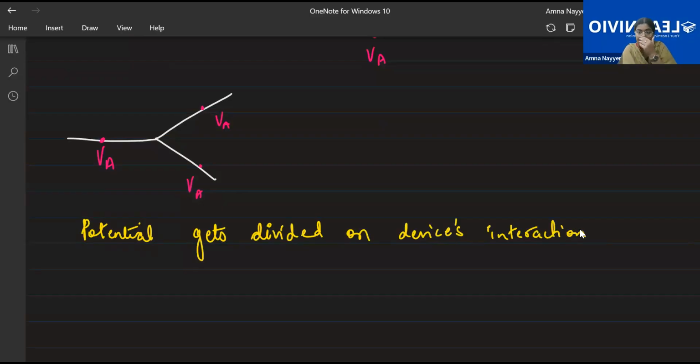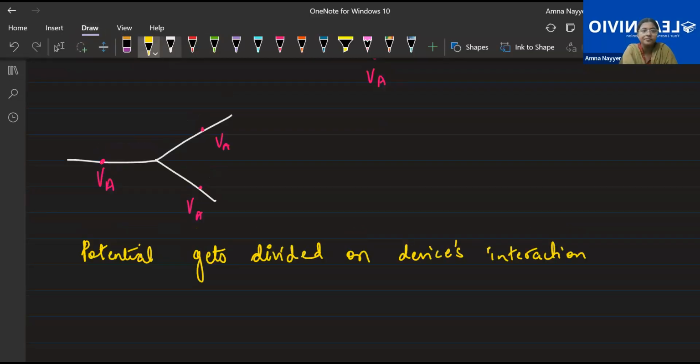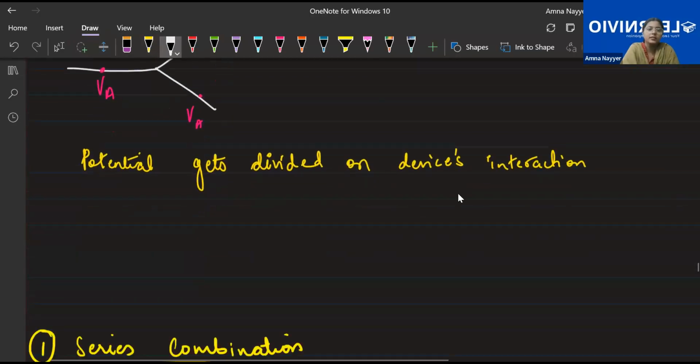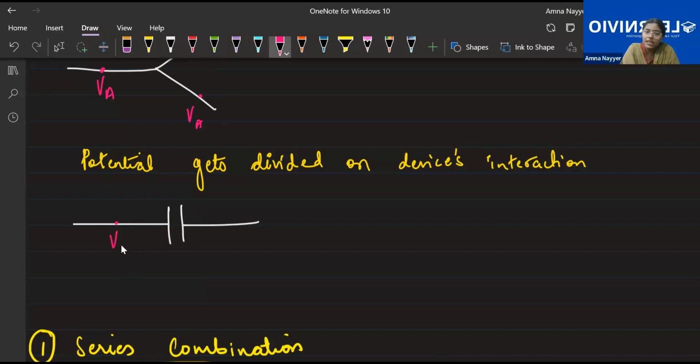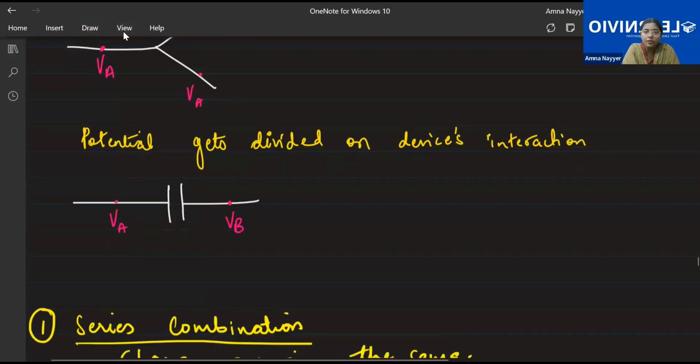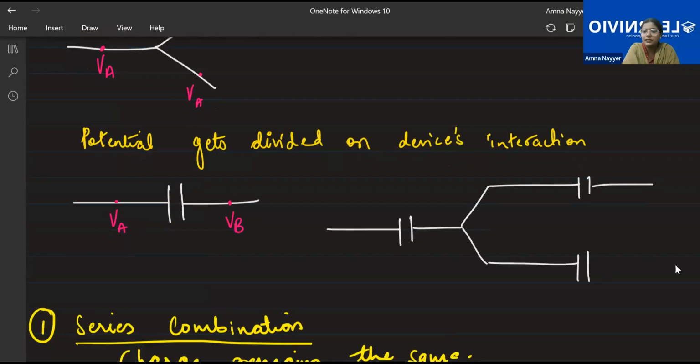Like if I tell you this, let's say here I have a capacitor. This is valid for resistors also. Like if I have a resistor, same thing. If potential is VA here, the potential will be some VB here. It will be different. Like if I now give you an example, the same example which I was considering for the previous case. Let's say this is a capacitor, and these are capacitors C1, C2, C3.